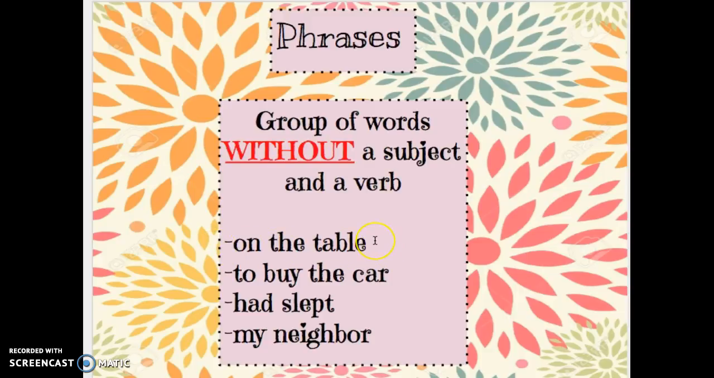On the table. This is missing both a subject and a verb. To buy the car. I now have a verb, buy, however I don't know who is buying the car, therefore it's still a phrase. Had slept. Same thing. I have two verbs, had and slept, however I don't have a subject. And then the last one, my neighbor. I don't have a verb telling me what my neighbor is doing, therefore it's a phrase.